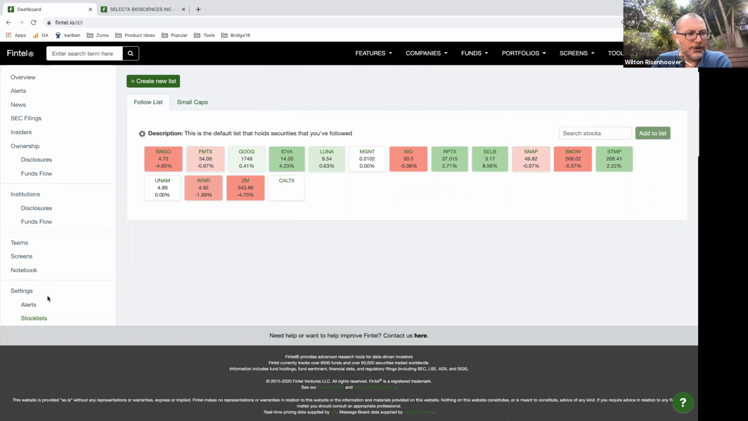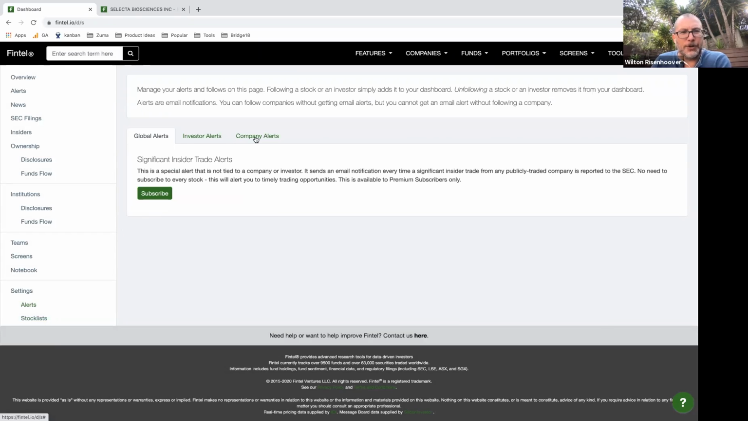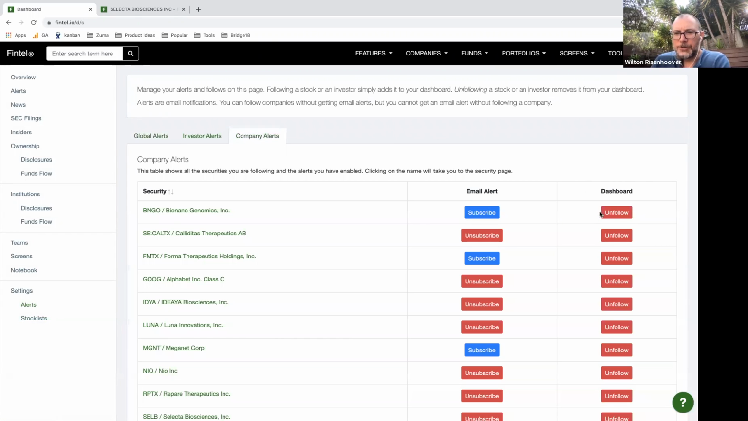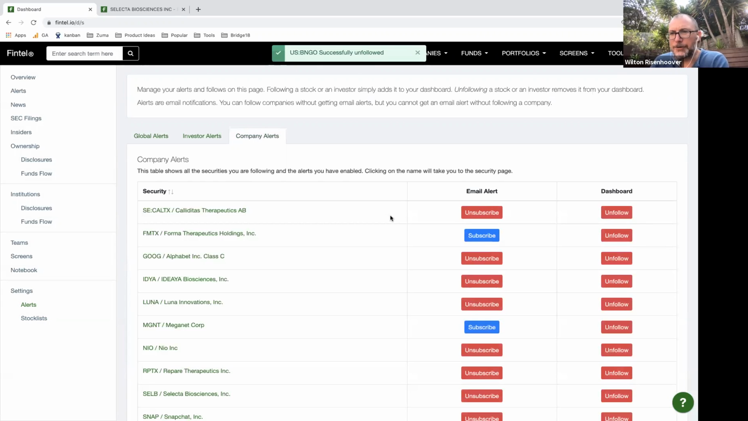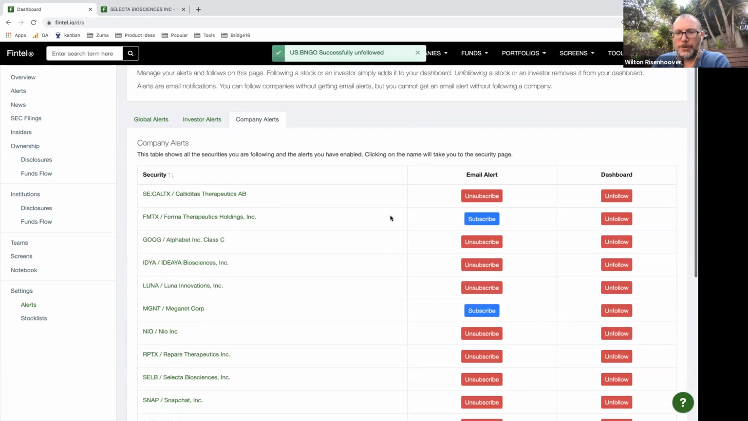The other way you can do this is you can go to your alerts and go to your company alerts and you can just click on unfollow. Let me see if I can unfollow this company here. And it's gone. Now, I know that there was a couple reports of this not working very well, and I'm happy to look into it after this call.